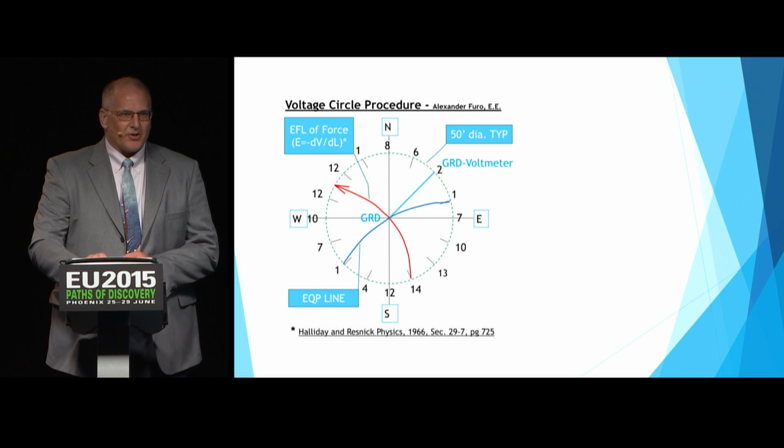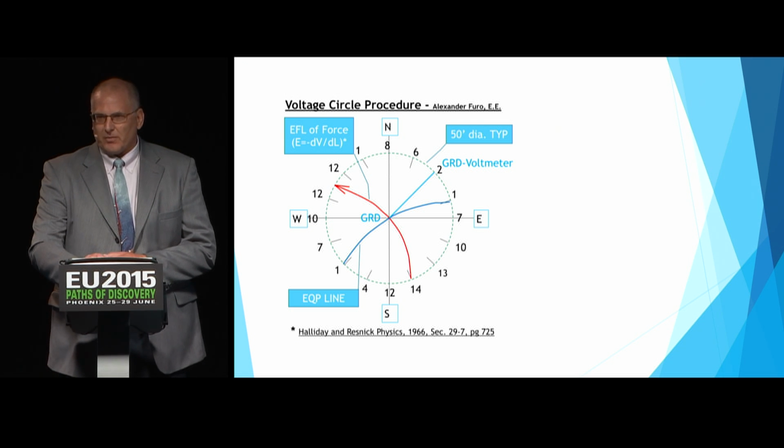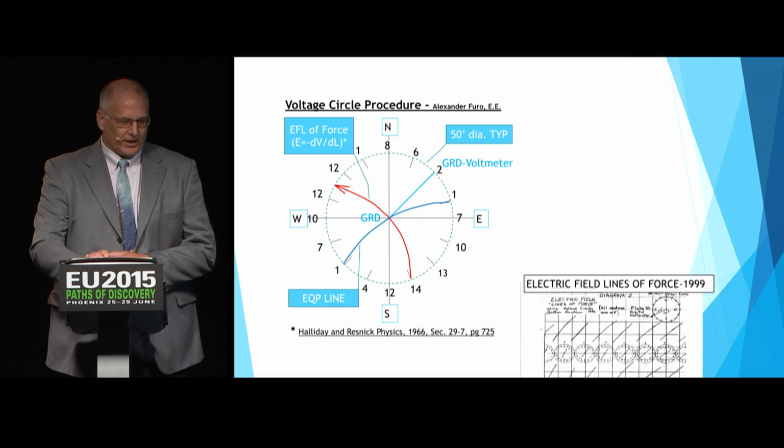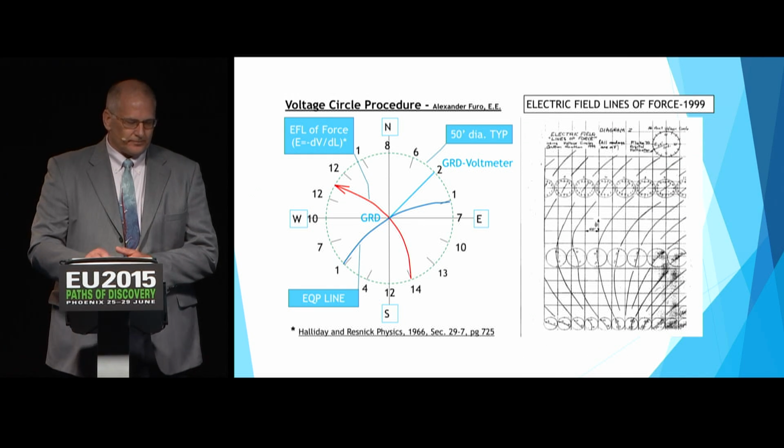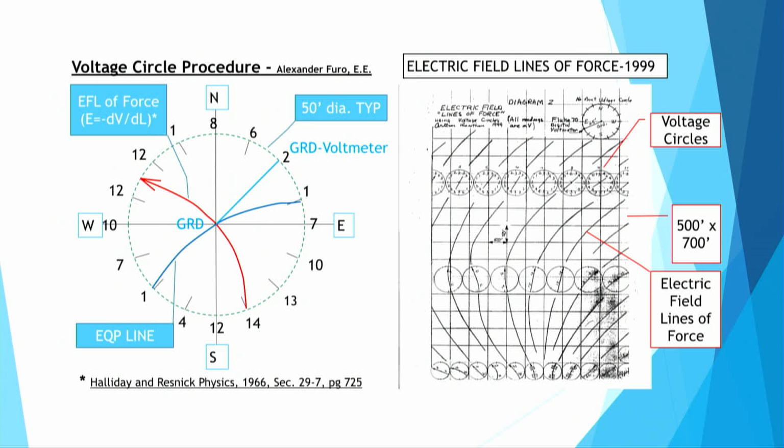With this procedure, I was able to do an electric survey, and I show you a portion of that here. You can see the voltage circles. This area is about 500 foot by 700 foot, and it's a hay field. And you can see the resultant electric field lines of force.